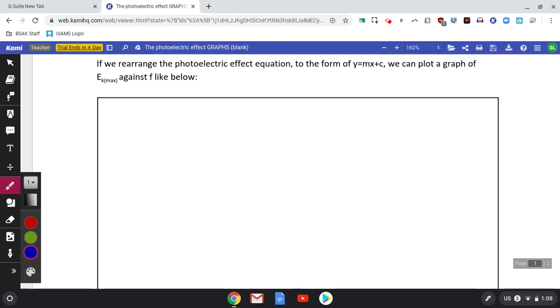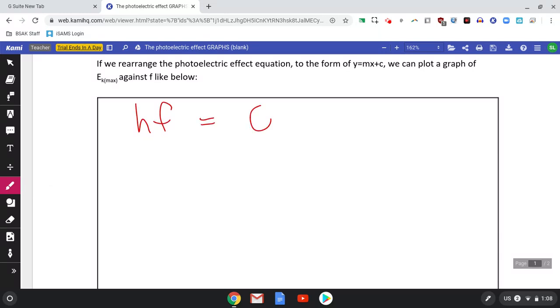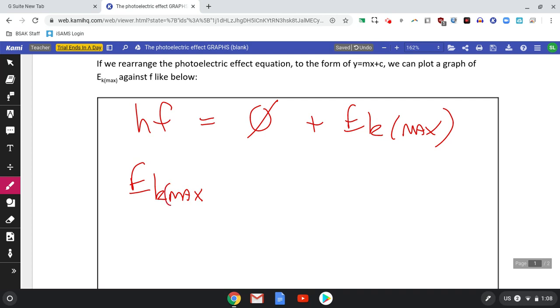Let's do that. So let's start with hf equals phi plus EK max. I want to make the EK max the subject. So EK max is equal to hf minus phi.